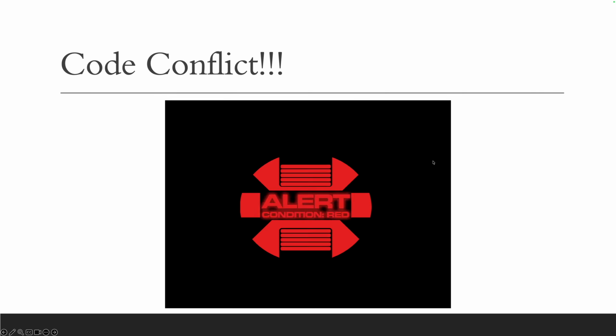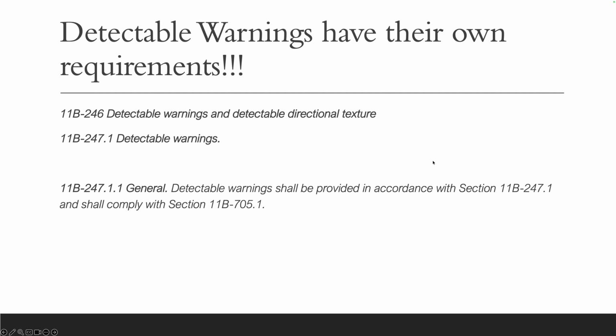Shields up. Red alert. We have a code conflict, because Division 4 for curb ramps has not been updated to recognize that detectable warnings have their own requirements now. And they are, let's go scope it. We'll do it right this time. Scoping 11B 246 detectable warnings and detectable warning textures. 11B 247.1 detectable warnings, and then the sub of that, 247.1.1 general, says detectable warnings shall be provided in accordance with 11B 247.1 and have to comply with 11B 705.1.